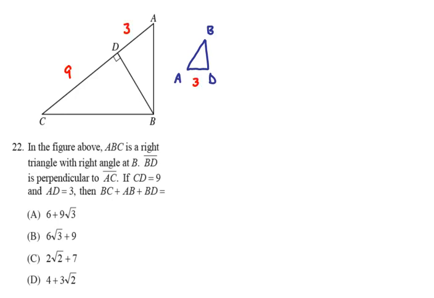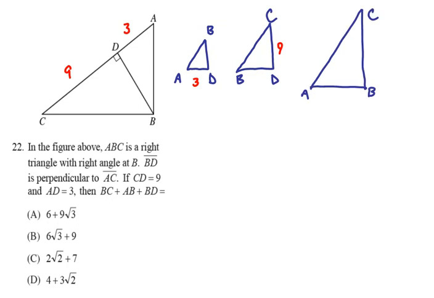Then the second, or the medium sized triangle, would be BDC. And again, we're told that CD is 9. And finally, the large triangle is the big outside triangle, which we would call ABC. And we know that AC is equal to 12.